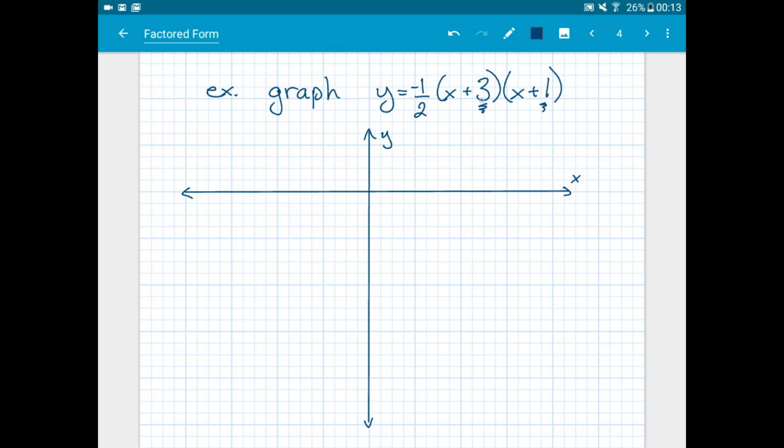Now remember, this is not the x-intercept. Plus 3 is not the x-intercept. The x-intercept is whatever number you have to put in for x to make this piece 0. So in this case, the first x-intercept would be equal to minus 3. The second x-intercept would be equal to minus 1. So let's put those in. There's the one at minus 1, and there's the one at minus 3.